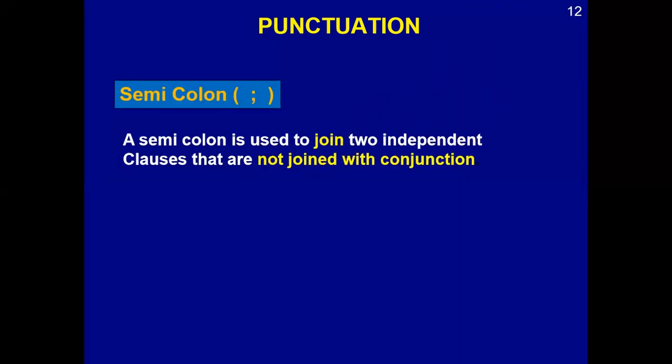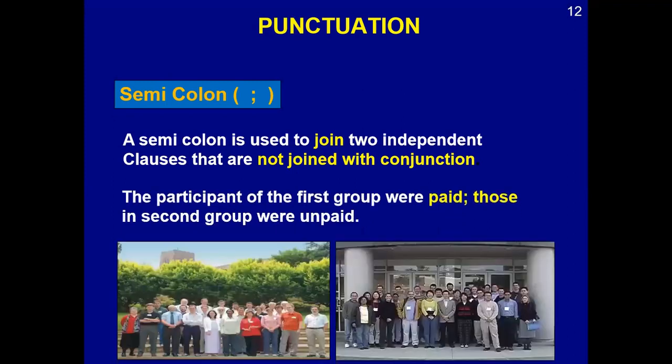Semicolon. A semicolon is used to join two independent clauses that are not joined with a conjunction. When you are going to join two independent clauses, and in between you don't want to use any conjunction, in that situation you are going to use a semicolon. The participants of the first group were paid. As we are not using any sort of conjunction, what are we going to do? We are going to mark a semicolon. Those in the second group were unpaid.